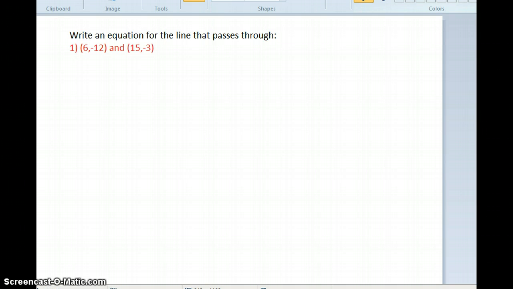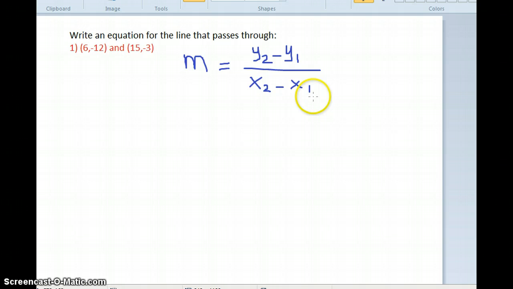So when you see something like that, the first thing you need to do is find the slope. If we remember the formula for the slope, it's y2 minus y1 over x2 minus x1, and we use the letter m to represent the slope. The y values are the second ones over here, so -12 and -3.